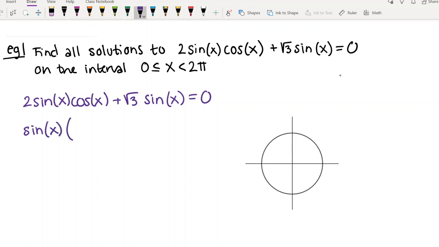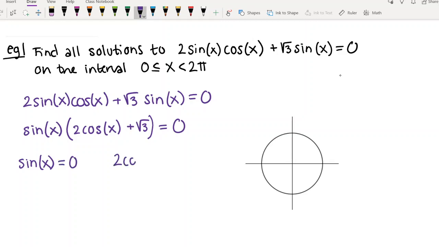Let's see what we're left with. If you factor out sine of x, for the first part you're left with 2 times cosine of x, and for the second part you're just left with square root of 3. Now, just like in the previous question, if you have two things being multiplied together equal to 0, that means one of those two things has to be 0. So we have two options: either sine of x is equal to 0, or 2 times cosine of x plus square root of 3 is equal to 0. From here, this is the same kind of equations we were solving early last week.